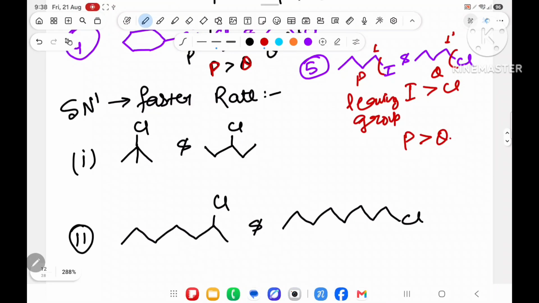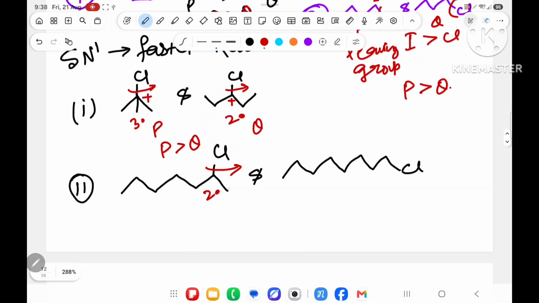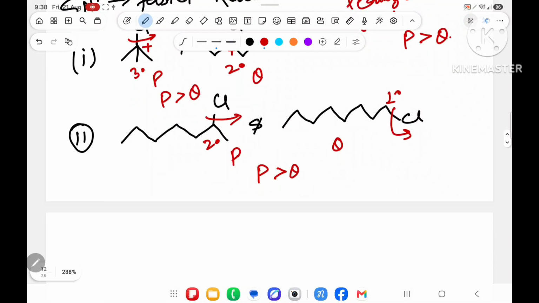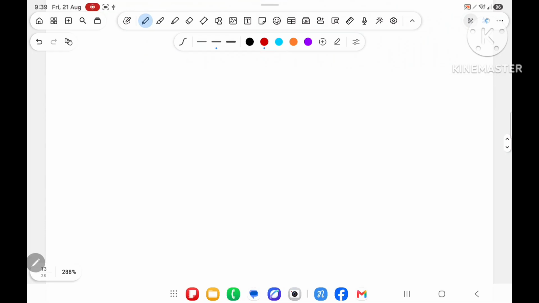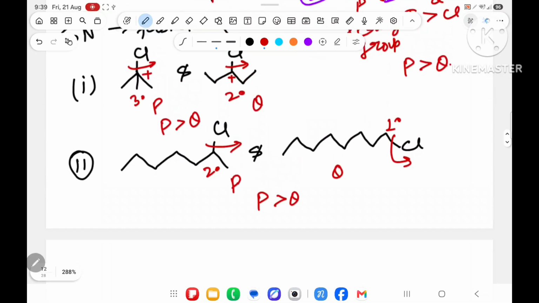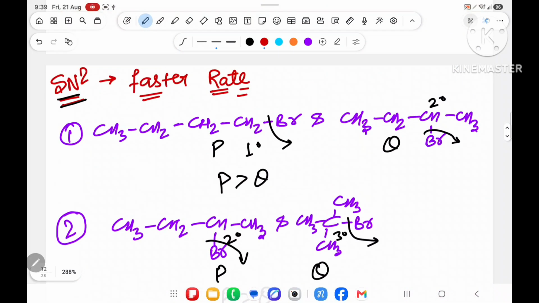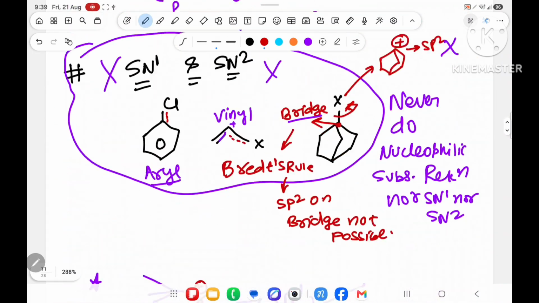Understood? Similarly, they are asking for SN1. Remove this, plus here. Remove this, plus here. This is 3 degree. This is 2 degree. This is P. This is Q. So P is greater than Q because SN1 is opposite to SN2. Understood the point? Here it is 2 degree, here it is 1 degree. So for P and Q in SN1, P will be greater than Q because 2 degree is more than 1 degree. So I hope you understood each and everything about SN1 and SN2 that I am trying to dictate from here.